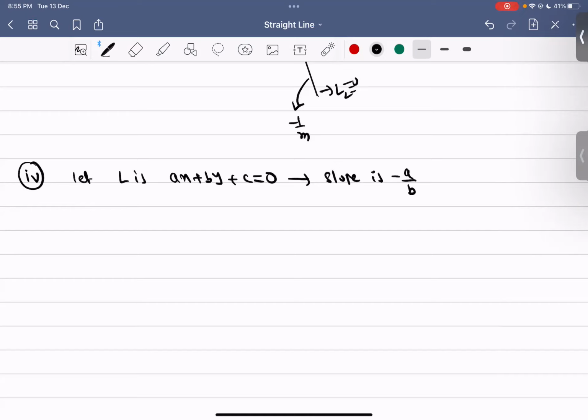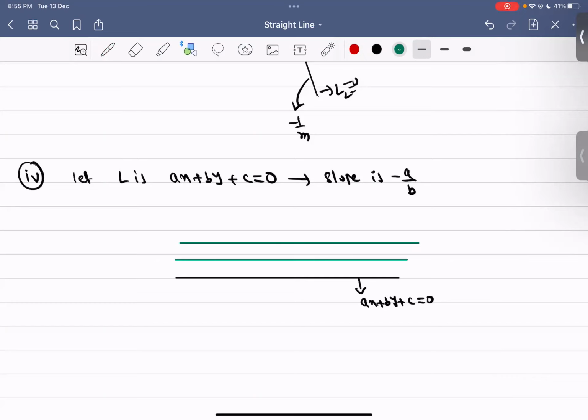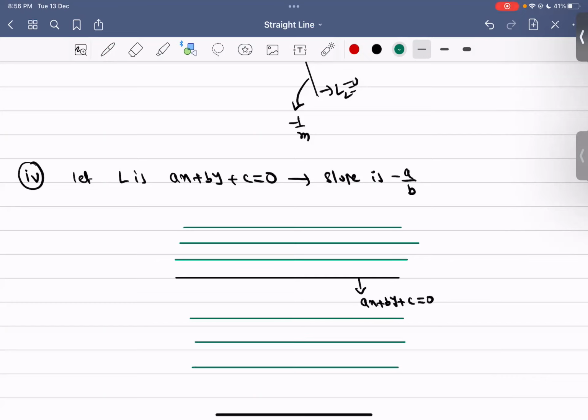Then any line parallel to this given line. How many parallel lines are possible for a given line? Suppose the given line is this one, ax plus by plus c equal to 0. How many parallel lines are possible for a given line? For L equal to 0, we have infinitely many parallel lines possible. Yes or no? This side and this side, infinitely many parallel lines.